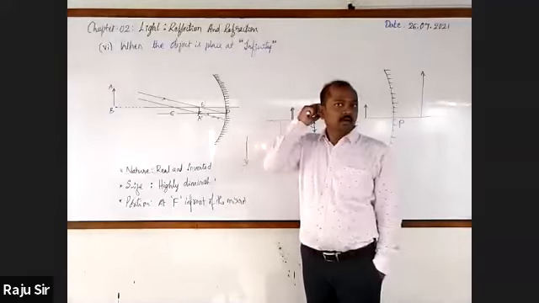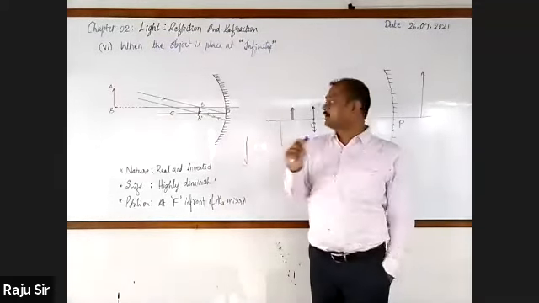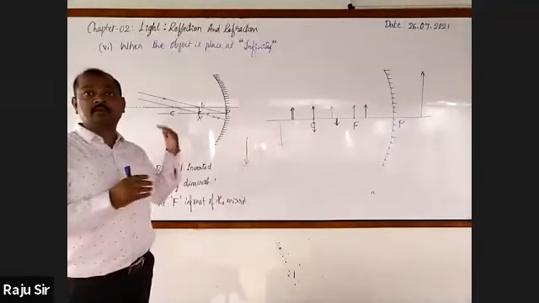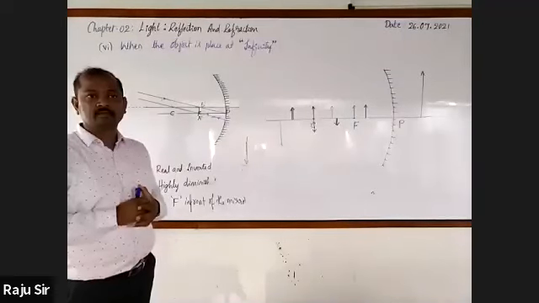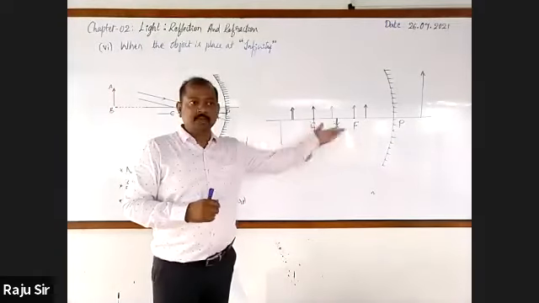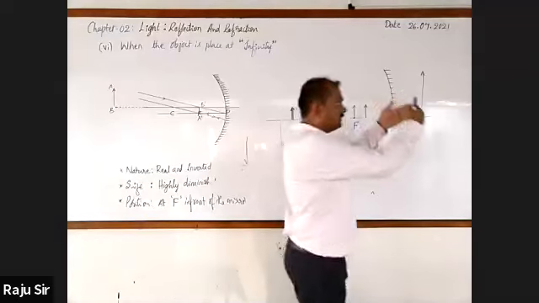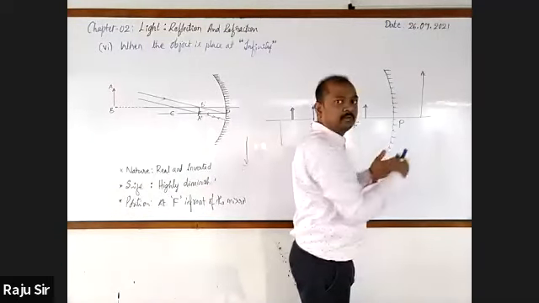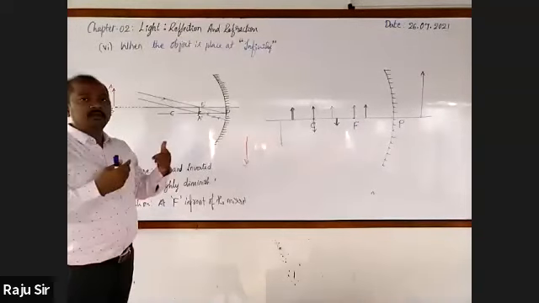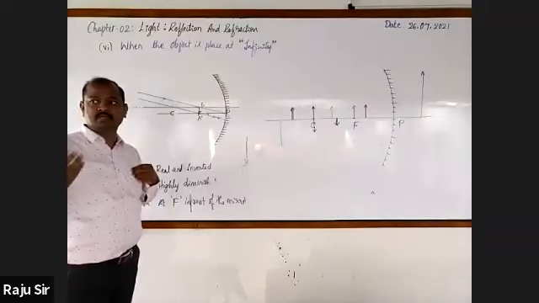Before going to that, one more question. What will be the size of the image when the object is taken away from the concave mirror? Diminished. It gets diminished. It will go on decreasing as the object moves away. See, this is the concave mirror. I am moving away from this concave mirror. Then my size will go on decreasing.